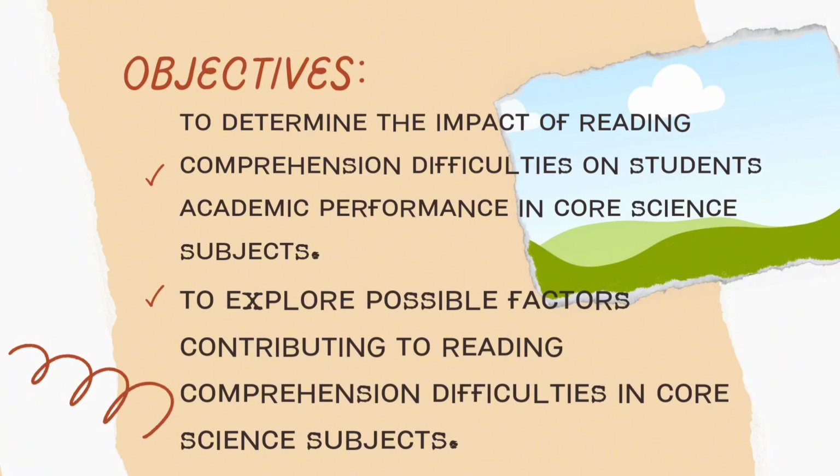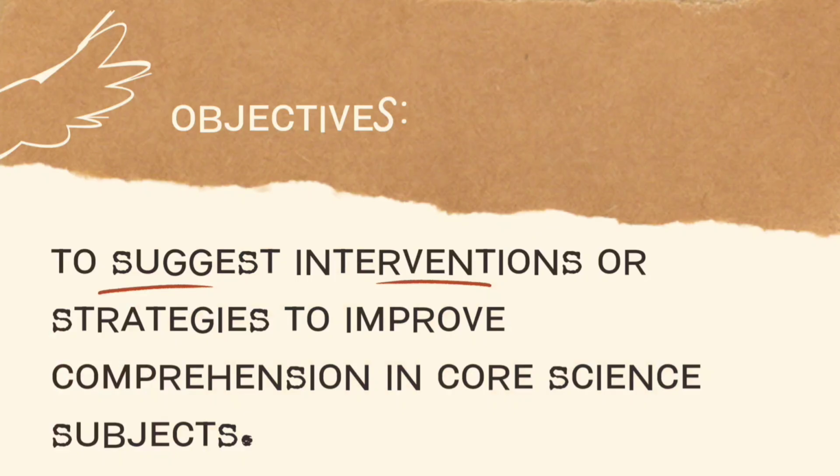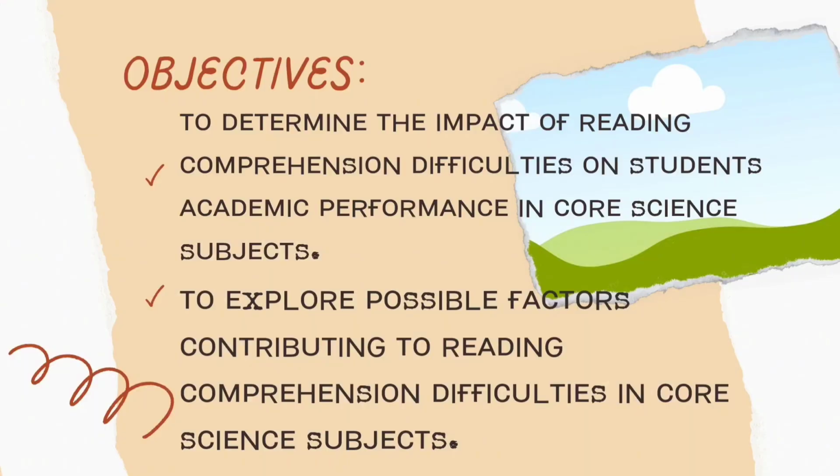So next, the third objective of this research is to explore possible factors contributing to reading comprehension difficulties in core science subjects. So this is a valuable objective as it seeks to uncover underlying causes. Factors could range from the student's reading habits, language proficiency, learning environment, and teaching methods to the complexity of the textbooks or study materials used in school. Understanding these factors could lead to more targeted interventions.